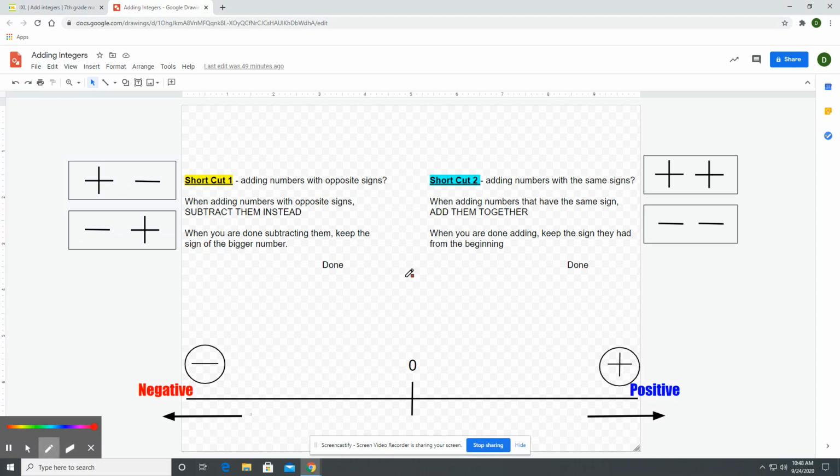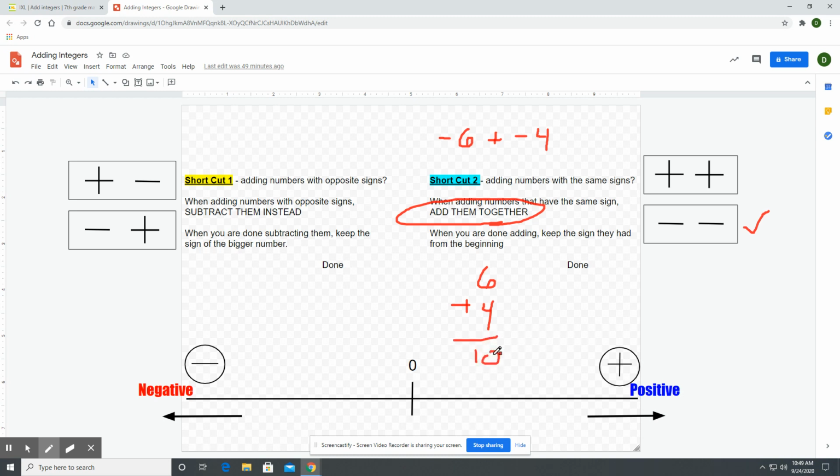Let's look at 2 more. How about -6 plus -4? I have a negative and a negative. Check. That means I can add them. I have 6 and 4. They add to be 10. When you're done, keep the sign they had from the beginning. Well, they both had negatives from the beginning, so the answer is negative at the end. -10. Last one.